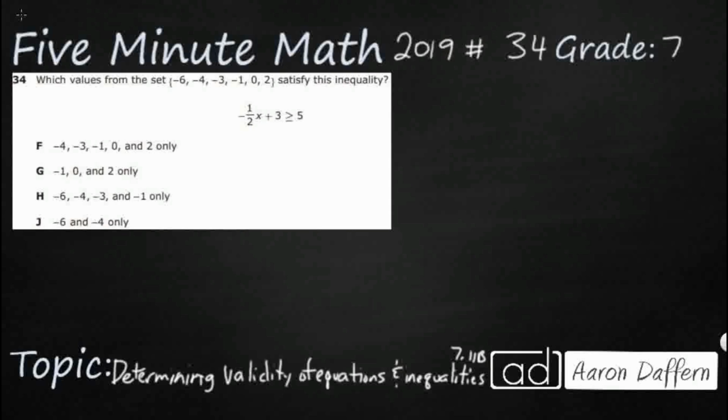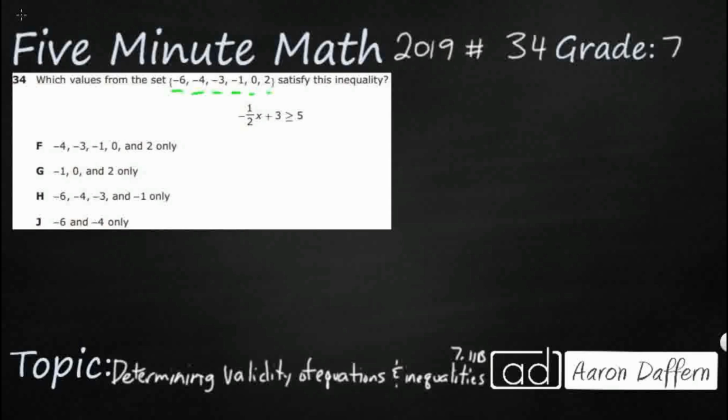So this one's a little bit different. We've got a solution set here, with little curly braces and these 6 numbers: -6, -4, -3, -1, 0, and 2. They don't necessarily follow a pattern. And we need to see which of those satisfy this inequality. There's no real guessing because it can be all of them.